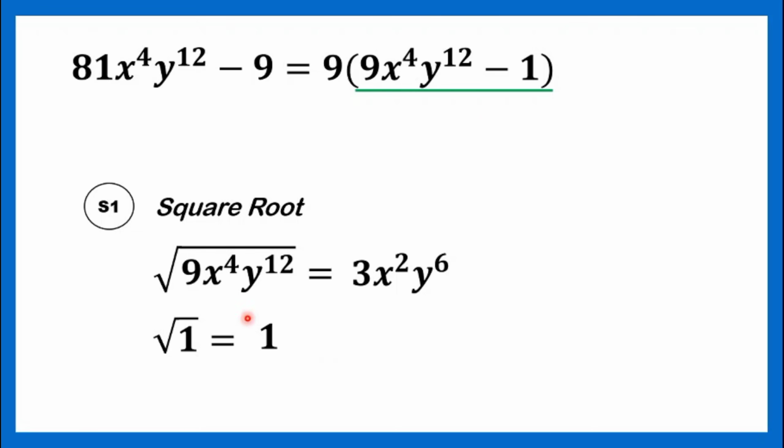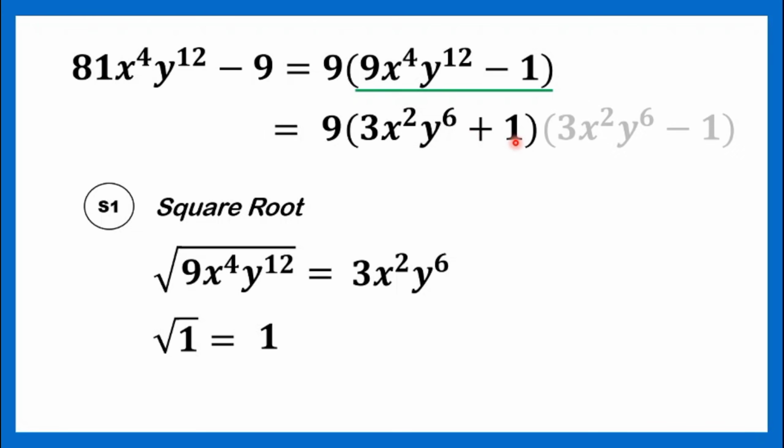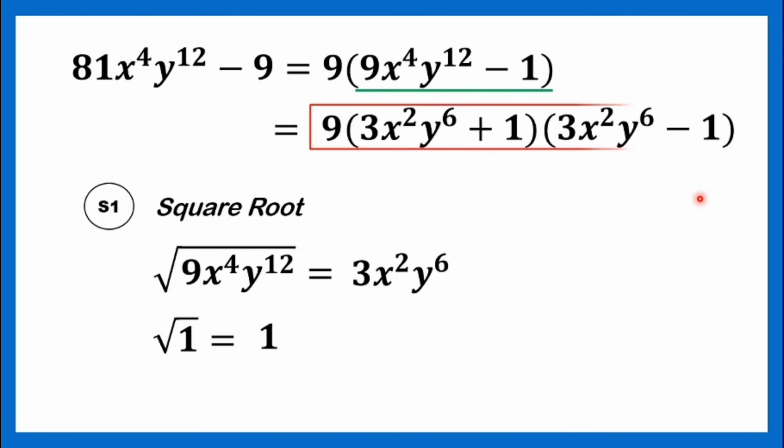Then, we can now get the final answer. Pero hindi lang yung 3x squared y raised to 6 plus 1, tapos 3x squared y raised to 6 minus 1 ang sagot, kasi may 9 na sa labas. So yung 9 dito, kokopyahin na natin. Huwag mo yung kakalimutan sa final answer. So sa magpa-parenthesis, 9 times 3x squared y raised to 6 plus 1, and yung subtraction niyan, 3x squared y raised to 6 minus 1. And this will now be the final answer.